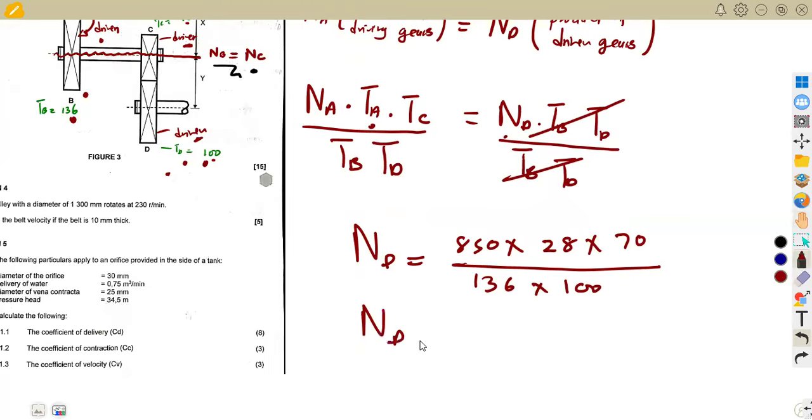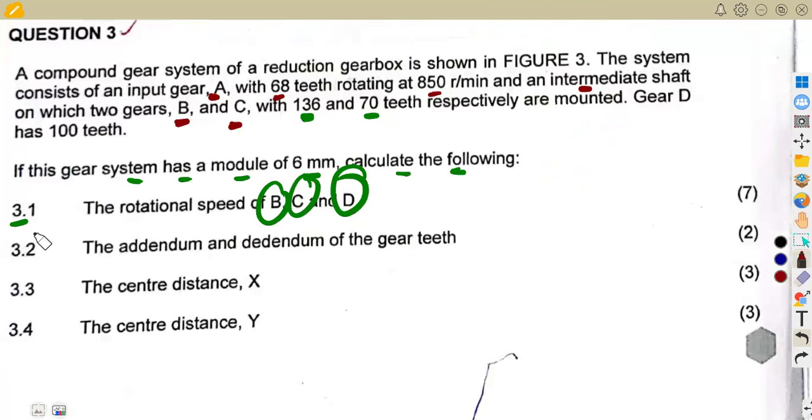So our ND, in revolutions per minute, is 297.5 revolutions per minute. So take note about that. All right, take note about that. No problem. Let us check the other question.